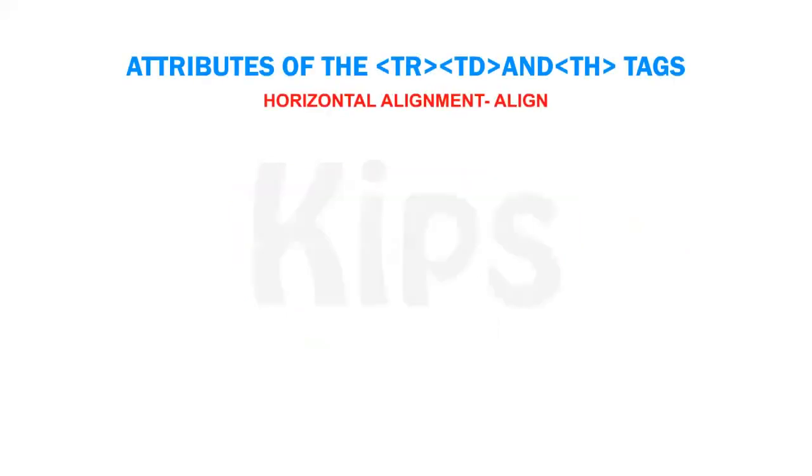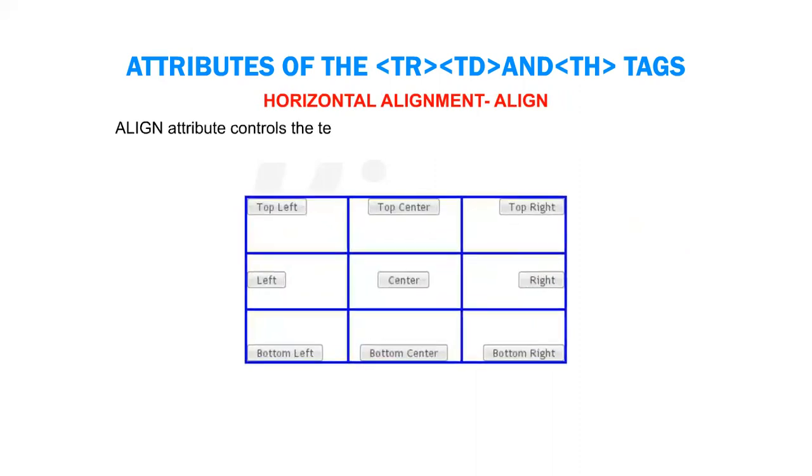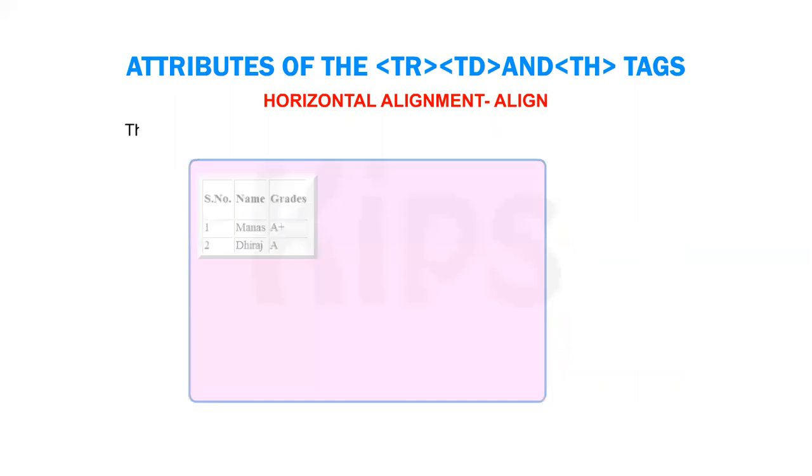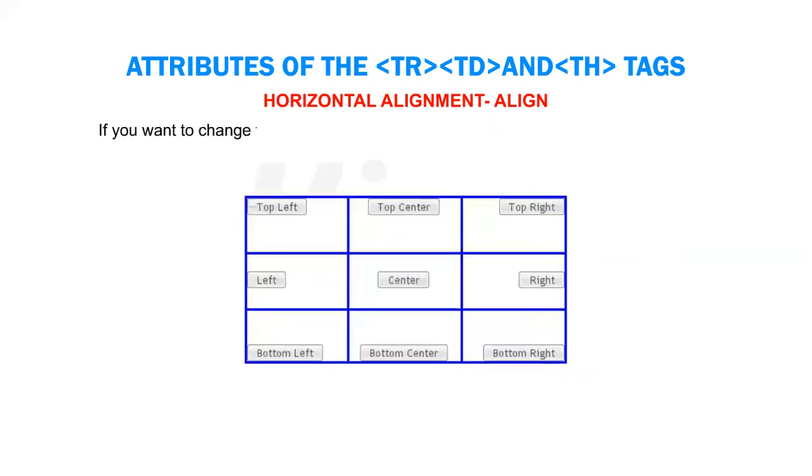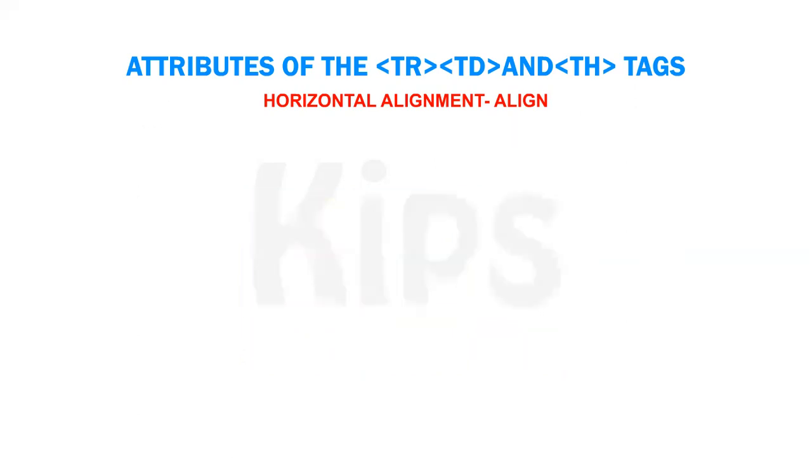Horizontal alignment, align. Align attribute controls the text alignment within the cell either to the left, right, or center. The default alignment of the content of table cells is left and vertically centered. If we want to change the alignment of cells, it has to be done individually for each cell.